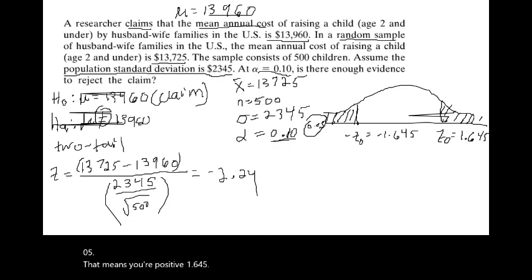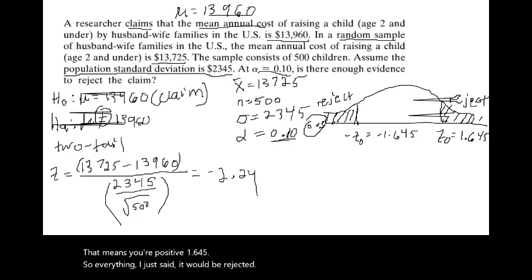So everything that I have just shaded would be to reject H naught. So that is a reject right there, and that is also a reject right there. Everything in the middle is a fail to reject H naught.